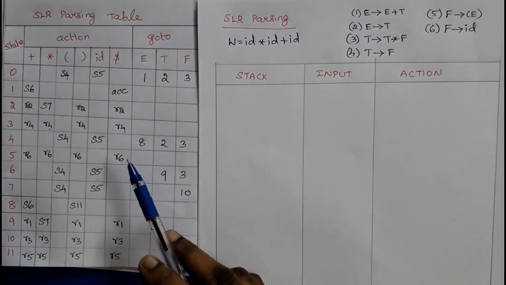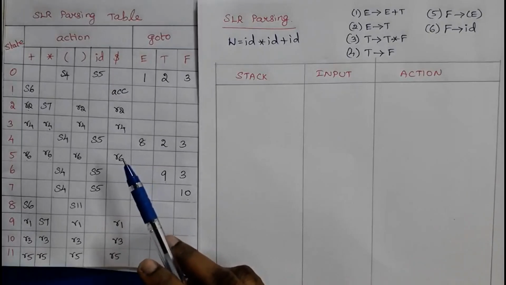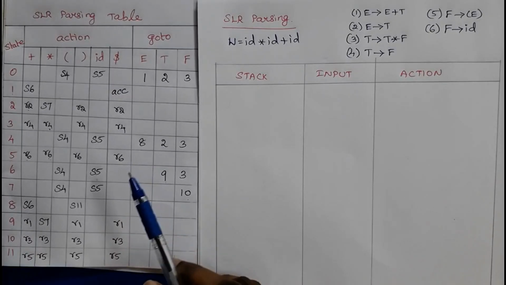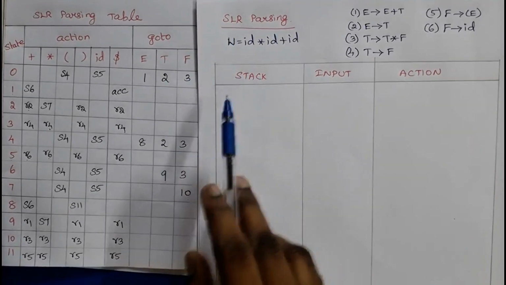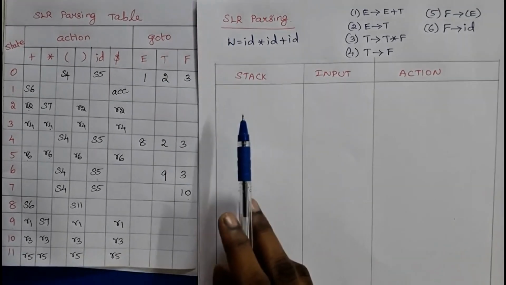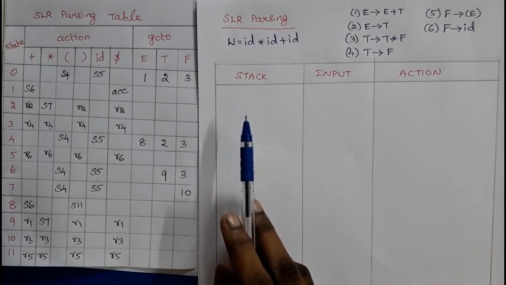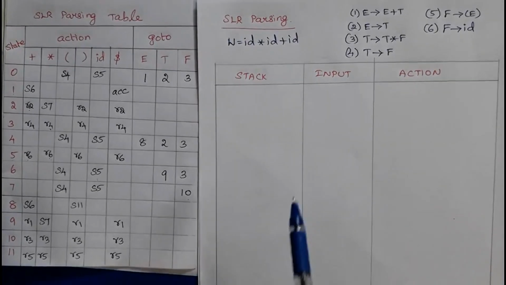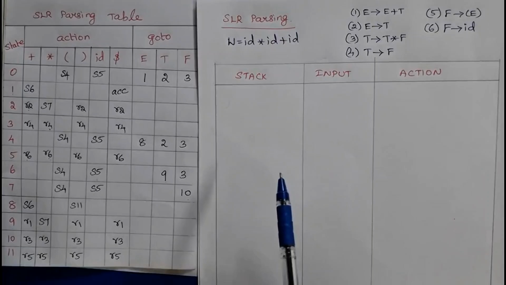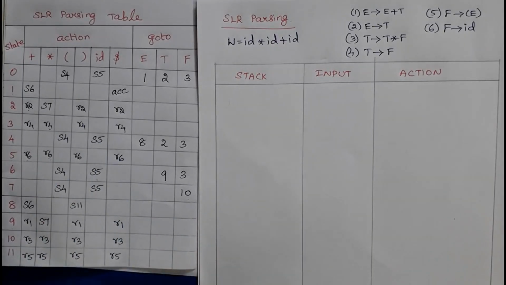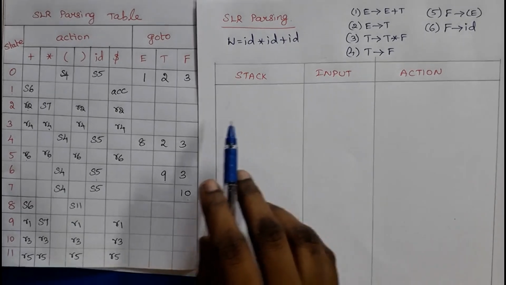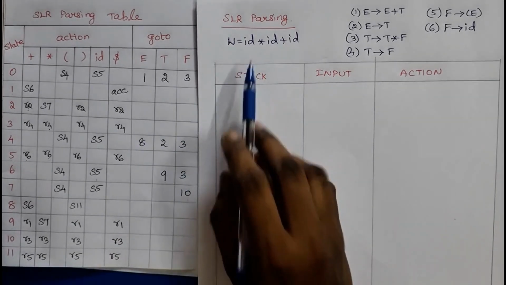The LR parsing program is common for all three types of LR parser. There are three types of LR parser: Simple LR, which is what we are discussing, and the other two, canonical LR and look-ahead LR. The LR parsing program is common for all three types, but the table construction algorithm is different for different types of LR parsing. So now we are going to parse this input string.